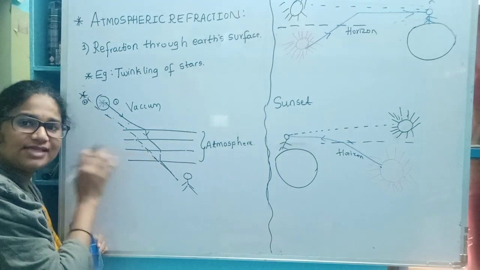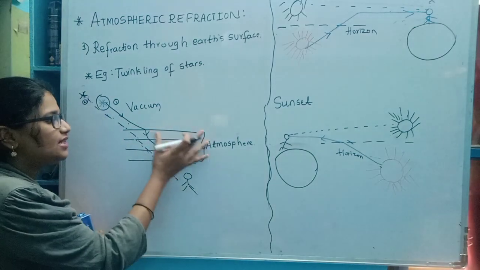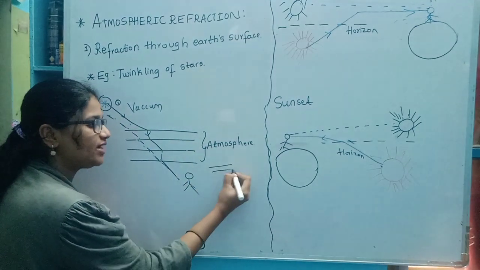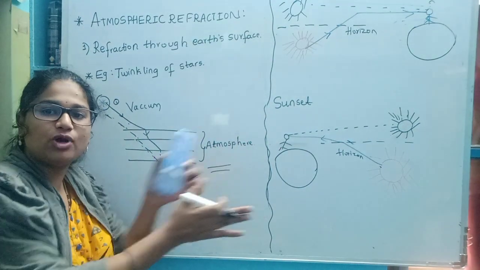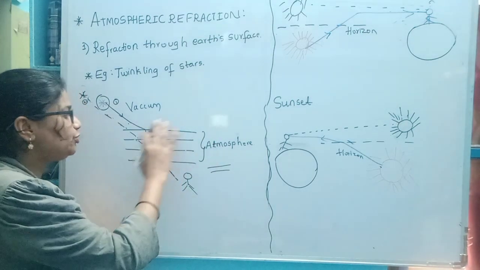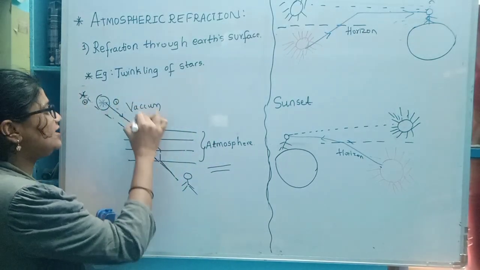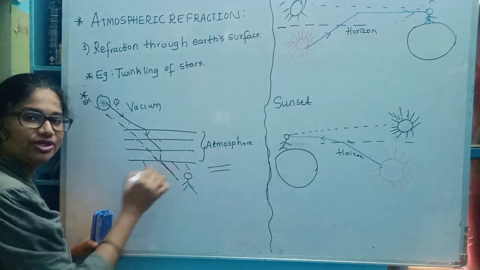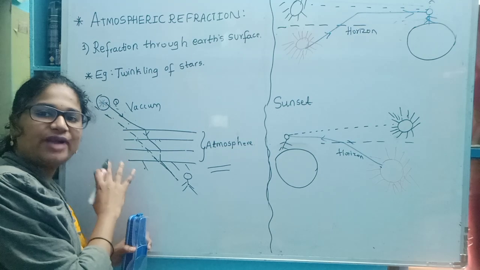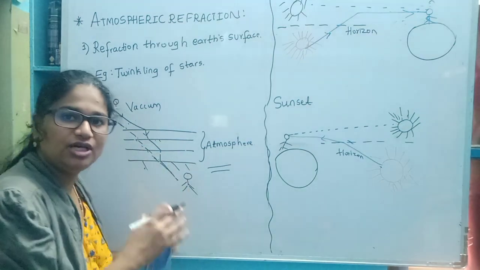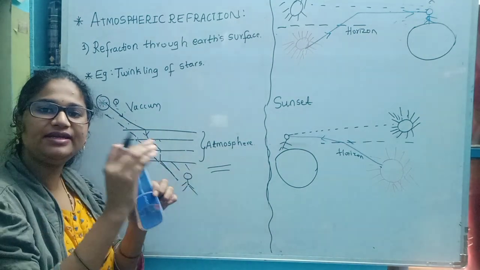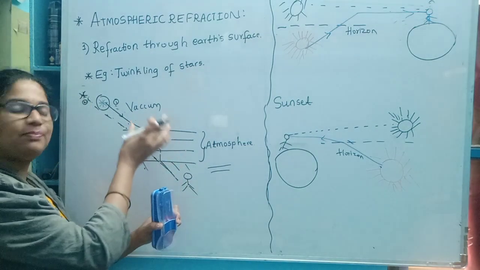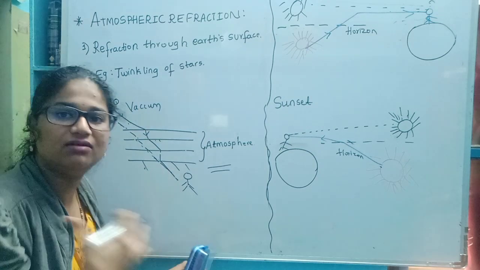So why does it twinkle actually? These layers of the atmosphere are not fixed. They will be shaking, or we can say moving here and there. Due to their movement, the refracted ray will also be shifting from here to here. Sometimes it appears bright, sometimes it appears dim. So this bright, dim, bright, dim of the refracted ray makes the stars appear to twinkle.